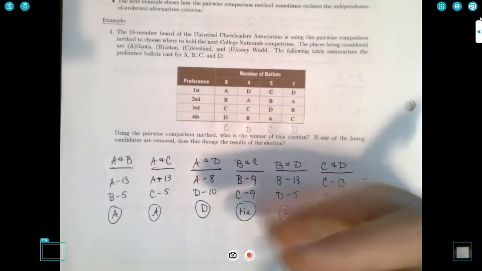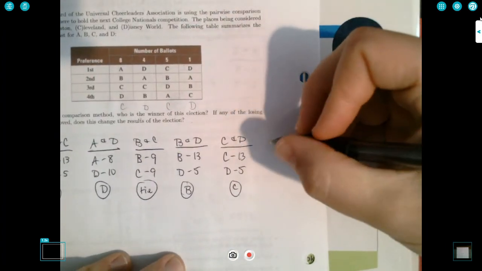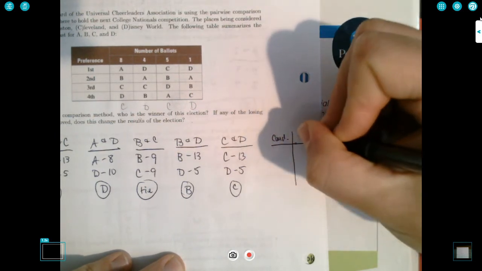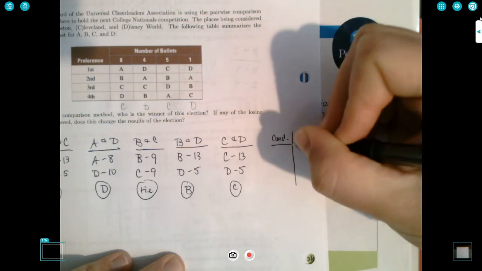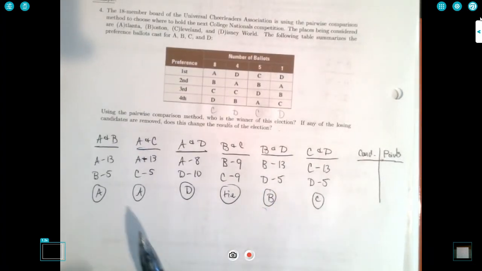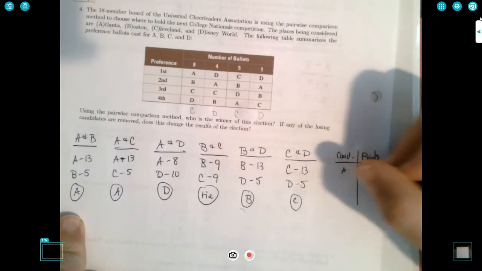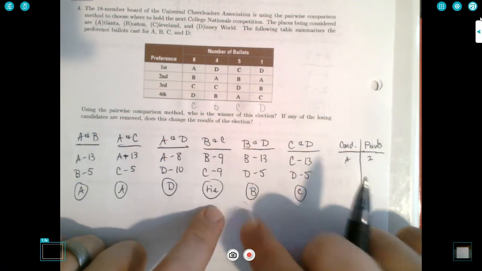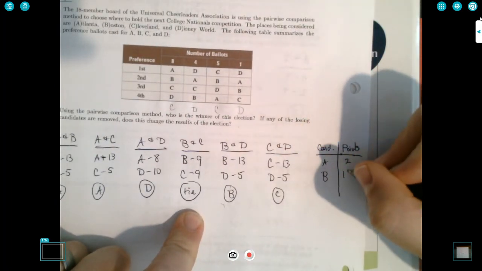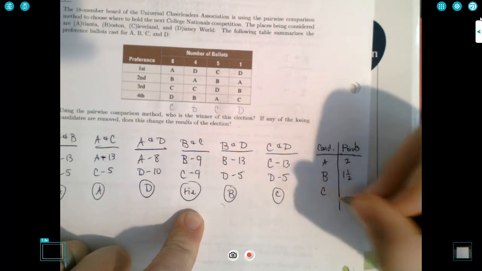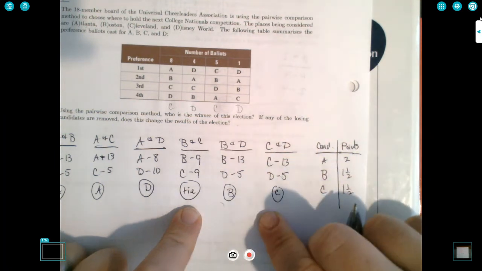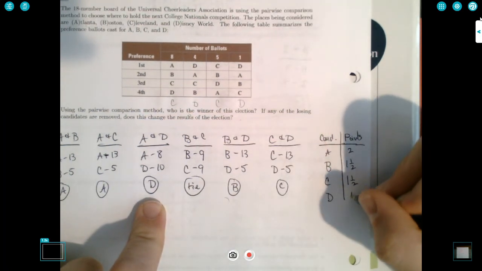Okay, so who's the overall winner? Well, I'm going to make my little table. So I'm going to say candidate, and then points. It looks like A gets 2 points, B gets 1.5 points, C gets 1.5 points, and D gets 1 point. So A would be declared the winner.